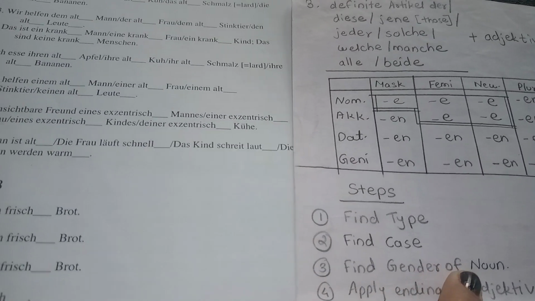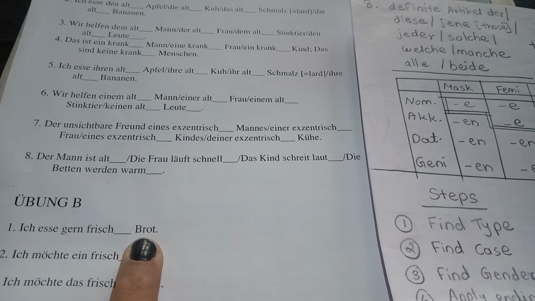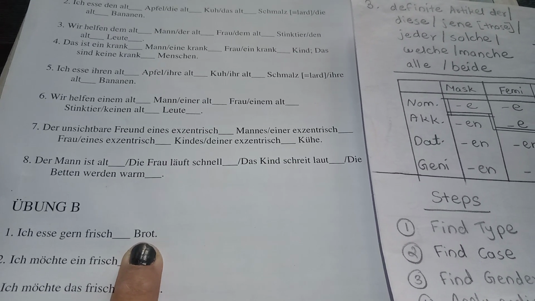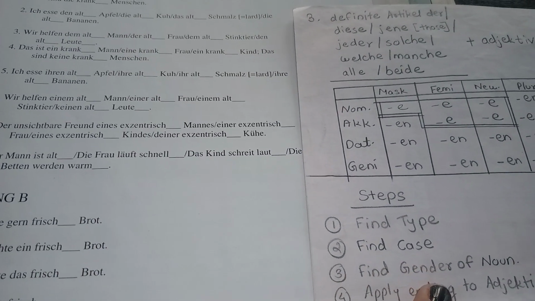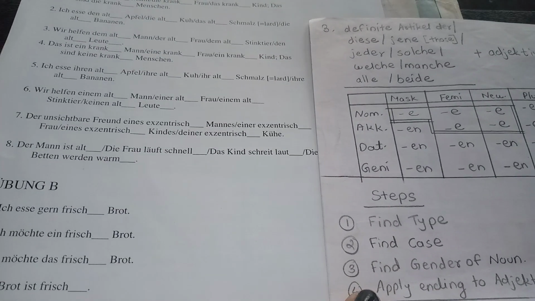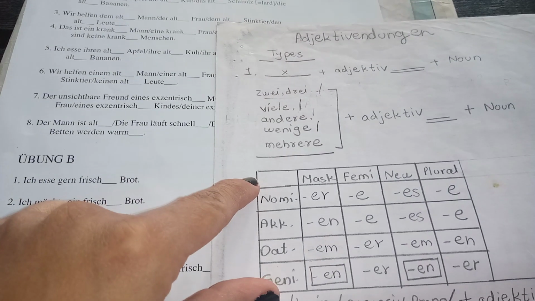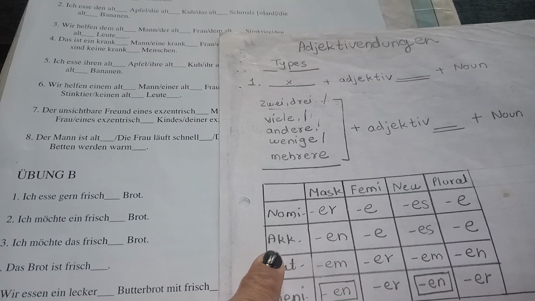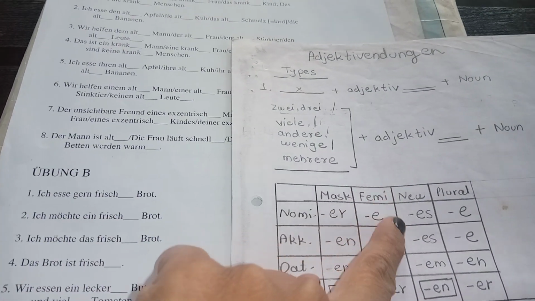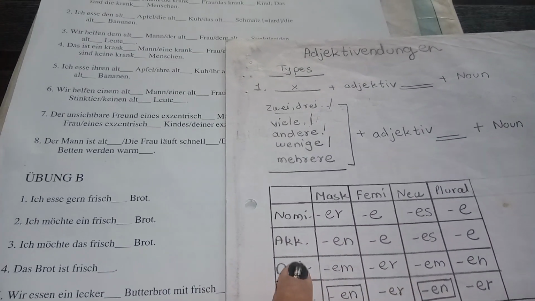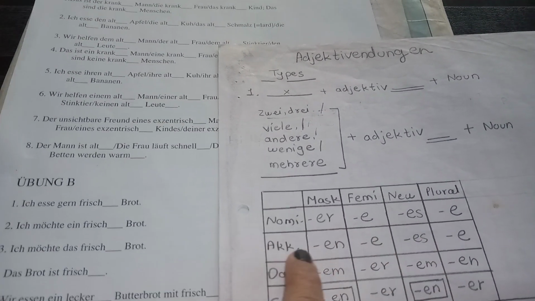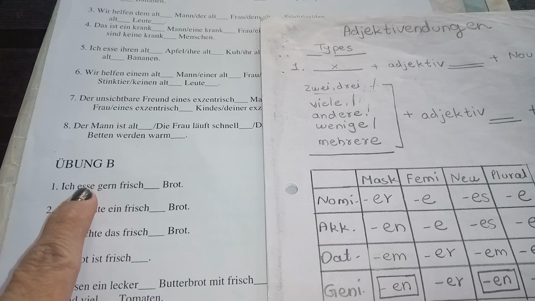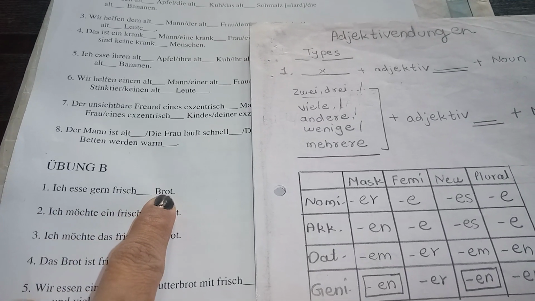Now find the gender of the noun. So what is the gender of this noun? Neuter. Das Brot. So the articles you must learn, students. The article is das Brot, so the gender is neuter. Then let's refer to the table. Now we have decided this is the table. The case we have decided is accusative, so we have fixed the row. Now Brot is das Brot, so we are referring to the neuter column, so we get the answer es. Accusative row and neuter column, so the ending is es. So the answer will become: Ich esse gern frisches Brot.